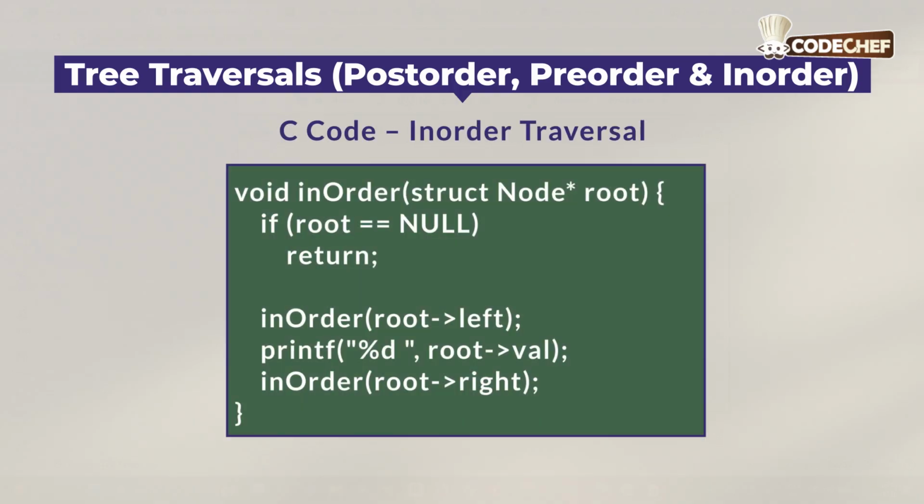This is how the pseudocode would look. Here, in-order root pointing to left visits all nodes in the left subtree first, and then you can see that it prints the current node and then it visits the right subtree. In-order traversal gives sorted output in a binary search tree.